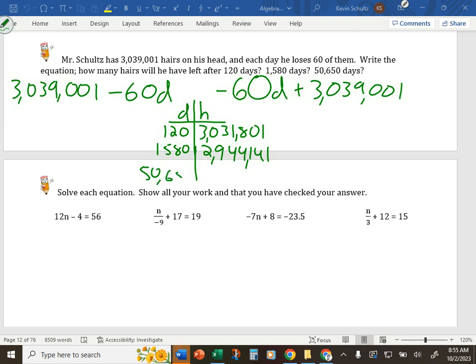And finally, after 50,650 days, how many hairs do I have left on my head, Jonas? 1 hair. Just 1 hair. My plan is to have that 1 hair be super, super long, so I can wrap it around a bunch of times and make it look like there's more. So it's my plan. You're actually losing 60 hairs. I am. Probably more than that, actually.